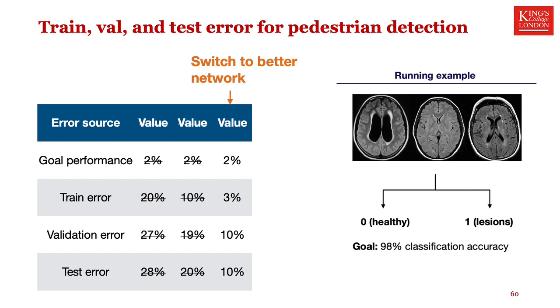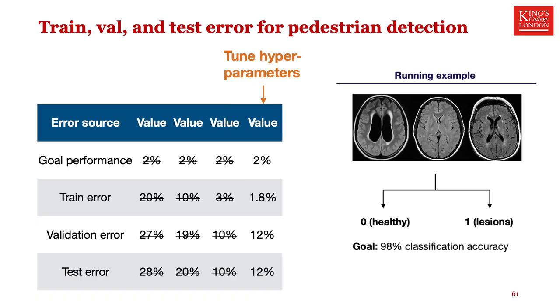If you now switch to a better network, which has more capacity, for example, you might then see something like this, where again the train error goes even further down. Again, the amount of overfitting might be reduced, so you might have the validation error drop between 19 and 10%. So again, the model has improved quite significantly and is now approaching the goal performance.